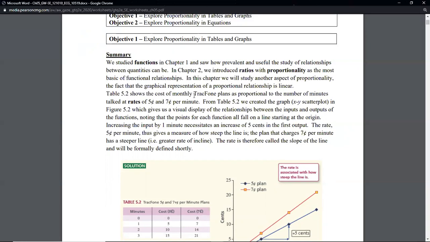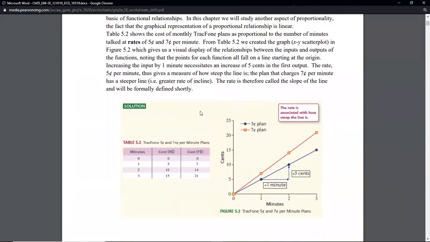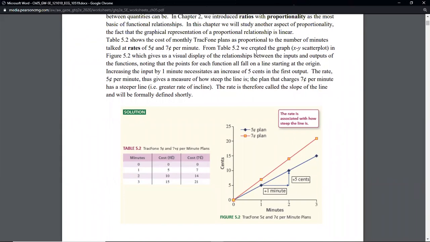Hopefully you do too. So from table 5.2, we created the graph they call an XY scatter plot. Scatter plot, graph, same thing really. We use the phrase scatter plot a lot for Excel. In figure 5.2, we have a visual display of the relationship between the inputs and outputs of the functions, noting that the points of each function all fall on a straight line starting at the origin. The rate 5 cents per minute gives us a measure of how steep the line is. The 7 cents per minute also gives us a measure of how steep it is, and it's steeper. This greater rate of incline is what we refer to as slope.